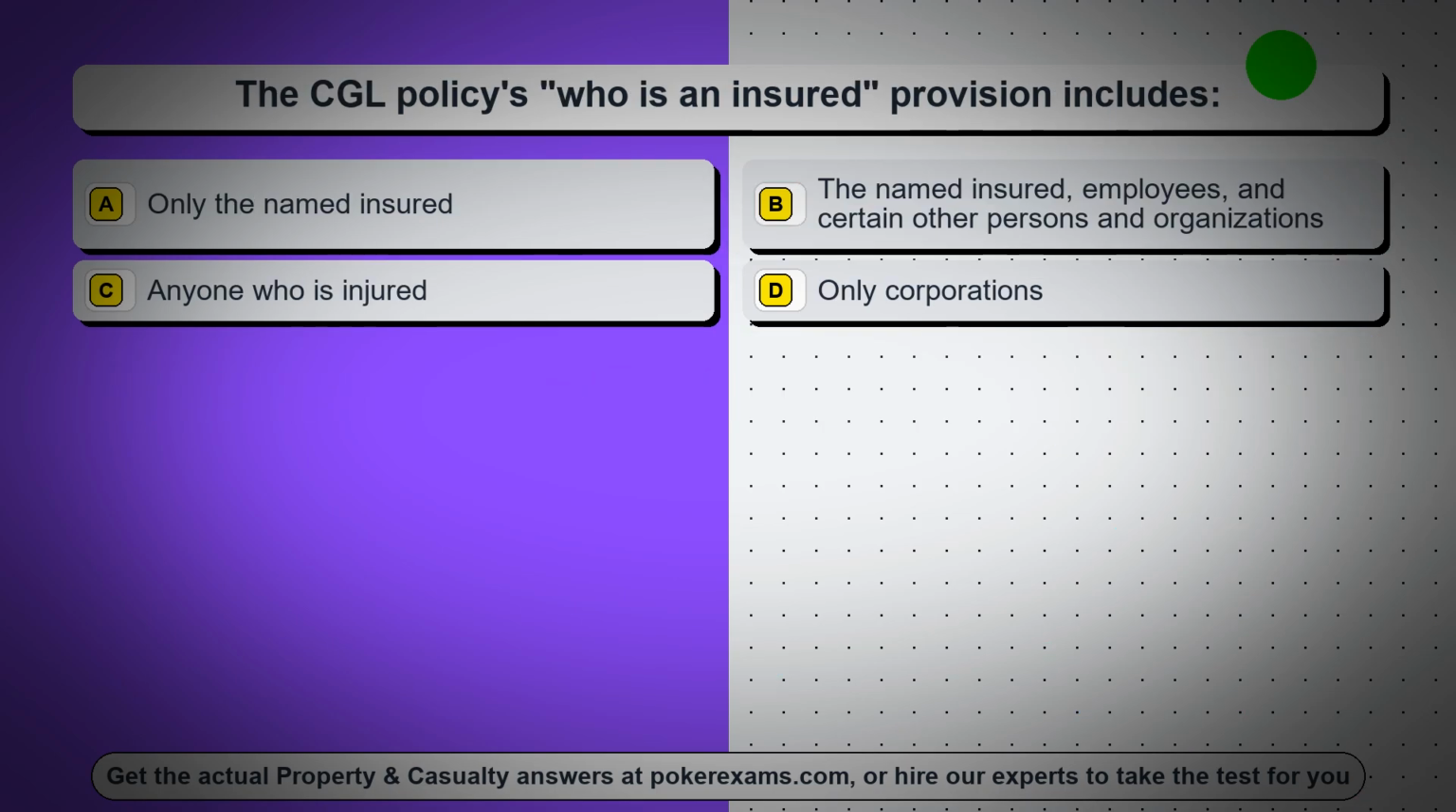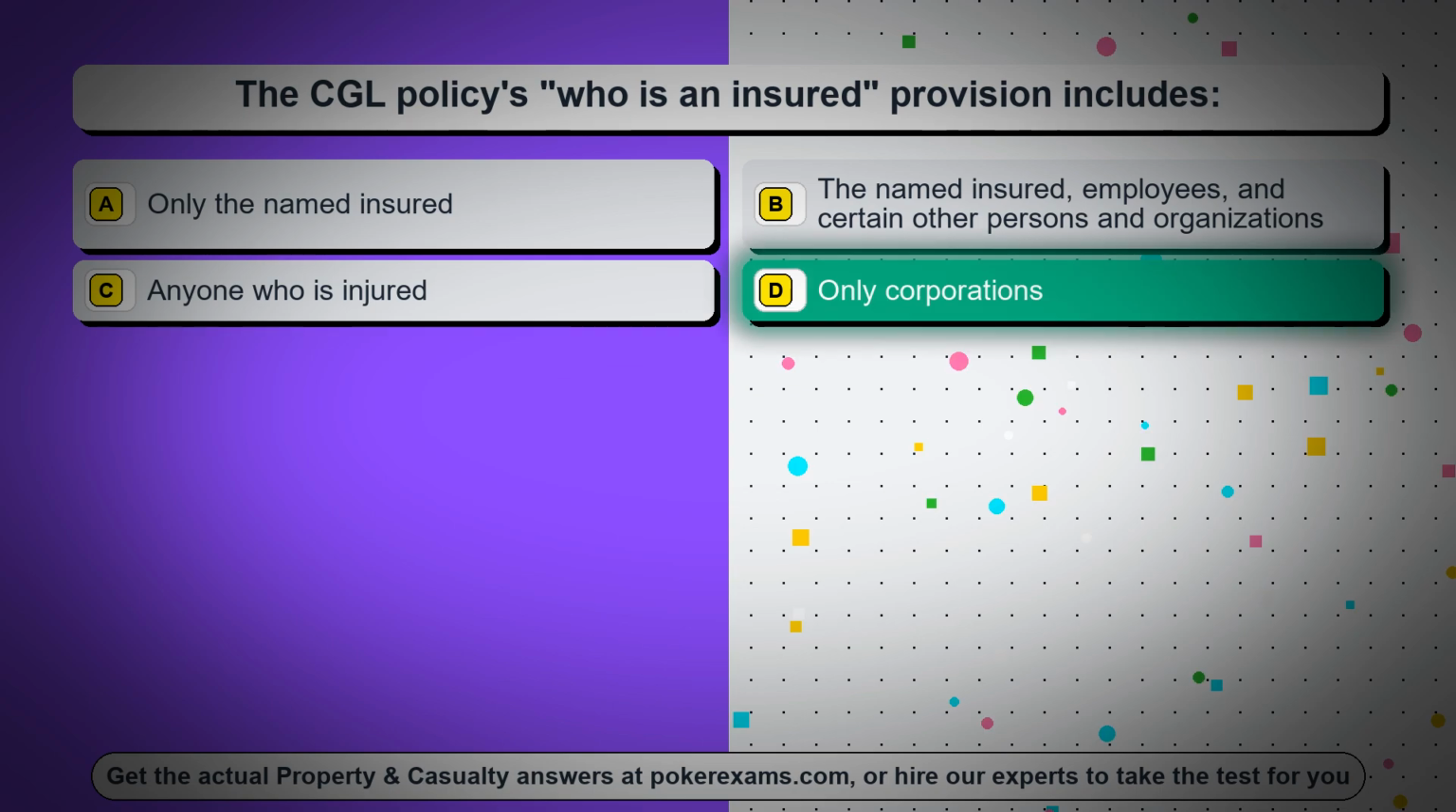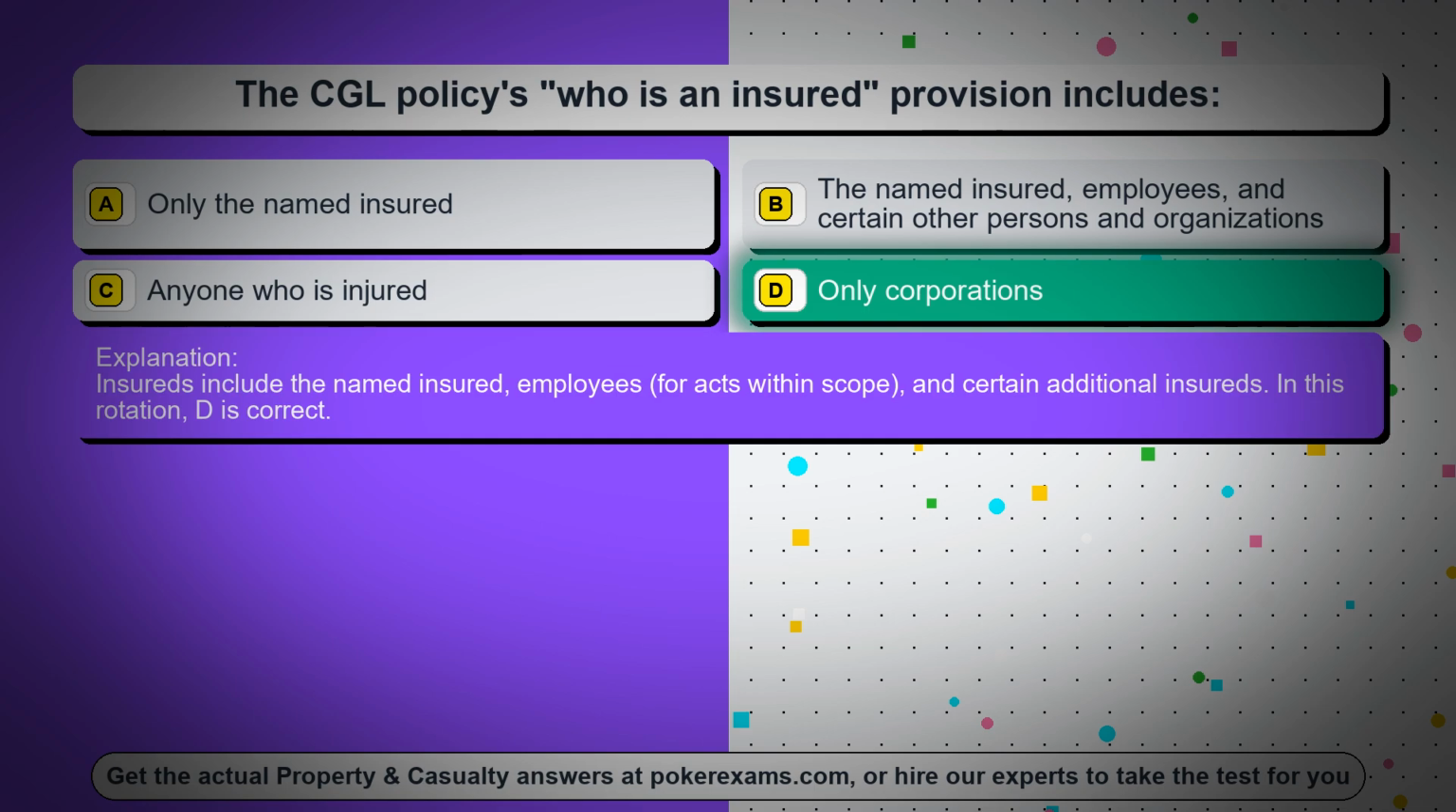Question 30. The CGL policy's who is an insured provision includes option A, only the named insured. Option B, the named insured, employees, and certain other persons and organizations. Option C, anyone who is injured. Option D, only corporations. The correct answer is option D, only corporations. Insureds include the named insured, employees for acts within scope, and certain additional insureds. In this rotation, D is correct.